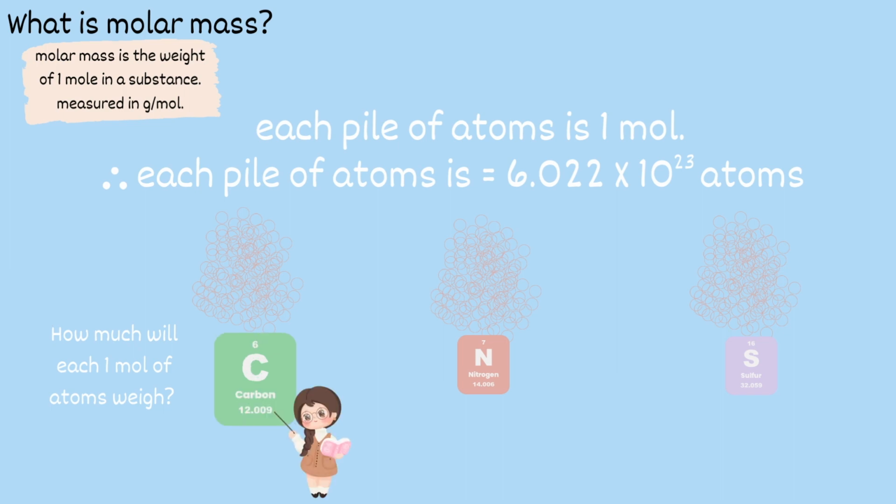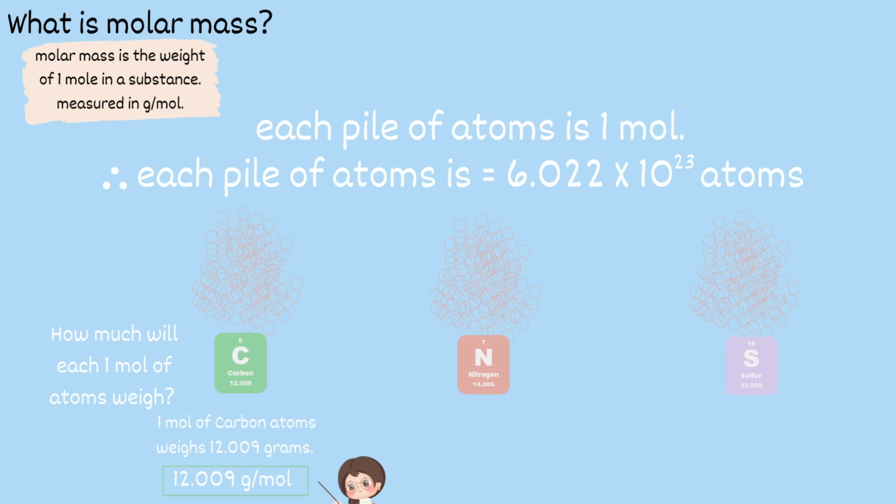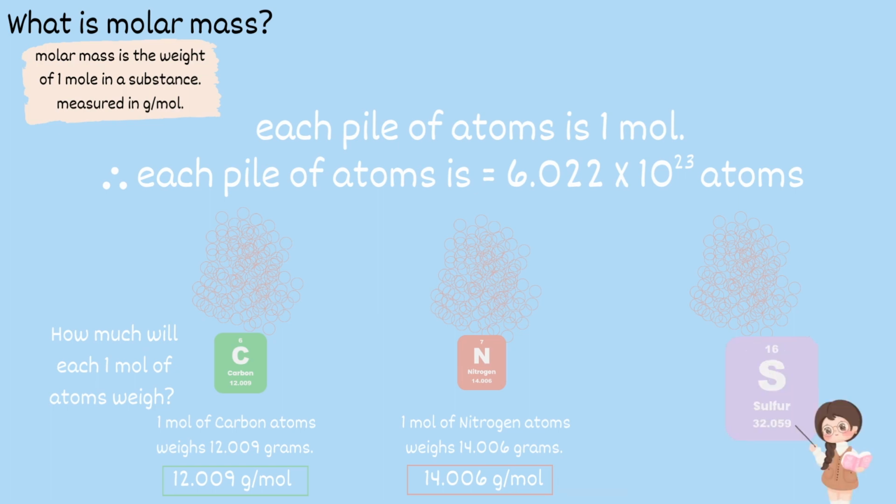So this number we know represents the atomic mass, but it also represents the molar mass. So 1 mole of carbon atoms weighs 12.009 grams. In short, we can write it like this: 12.009 grams per 1 mole. Nitrogen has a molar mass of 14.006, so 1 mole of nitrogen atoms weighs 14.006 grams. And we can write that out like this. Sulfur has a molar mass of 32.059, so 1 mole of sulfur atoms weighs 32.059 grams.